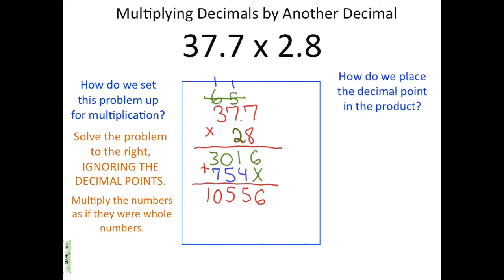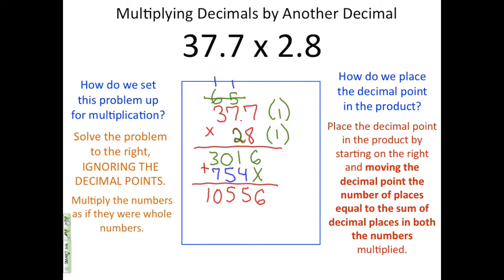How do we place the decimal point in the product? Well, I'm going to have to take a look at the number of decimal places in each factor. In 37 and 7 tenths, I have one decimal place. In 2 and 8 tenths, I have one decimal place. To figure out where to place the decimal point in the answer, I'm going to place the decimal point in the product by starting on the right, meaning I'm talking about the product now, so my decimal point we know is technically at the end of the number if I were reading it as a whole number. So I'm going to start at the right, and I'm going to move the decimal point the number of places equal to the sum of decimal places in both the numbers.